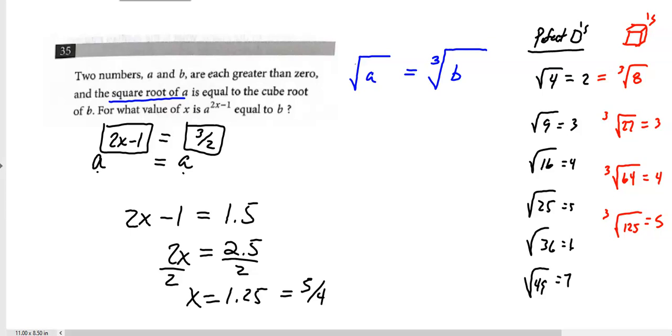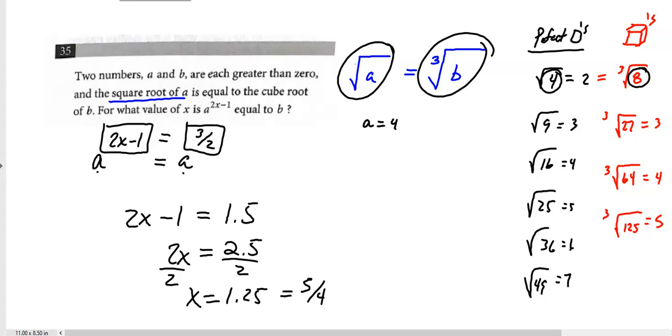asking, it said, hey, the square root of some number is the same answer as the cube root of another. And that was right here. The square root of one number equaled the cube root of another. So I knew that my A was 4 and my B was 8. So I could have maybe snuck this problem and said 4 to the 2x minus 1 equals 8. And then I would have had to do some work. It would have been messy.